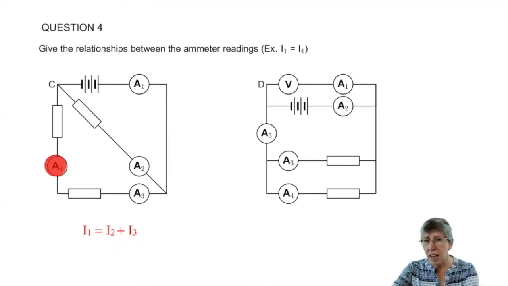Now, how about A4 over there? Can you see A4 is just in the same wire as A3, which means they will have the same current. So A4 is actually a waste of time. Why put another meter in to measure the same current? Just be careful, this is not splitting up into 3 parts. It's just splitting up into 2 parts. So you just add those 2 parts.